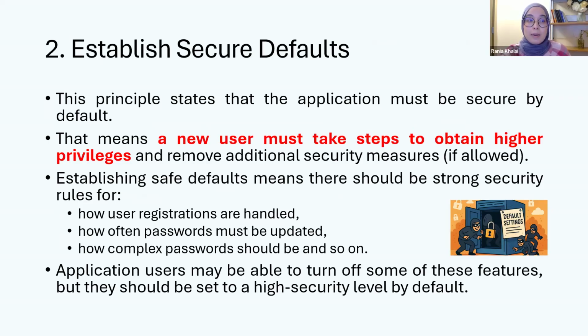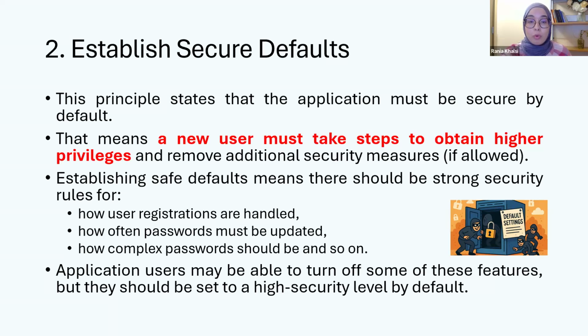This one is establish secure defaults. Okay, so this principle states that an application must be secure by default. In other words, when a new user starts using the system, the safest settings should already be in place. If a user wants higher privileges or fewer security restrictions, they should have to actively take steps to request or enable them, assuming that is even allowed in that case.